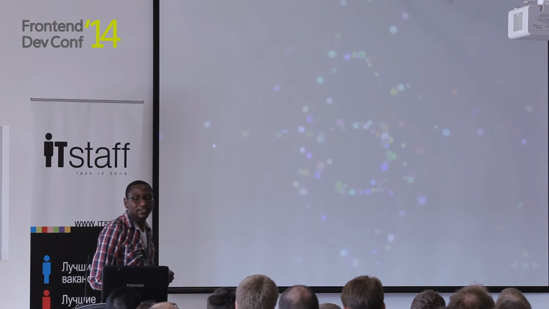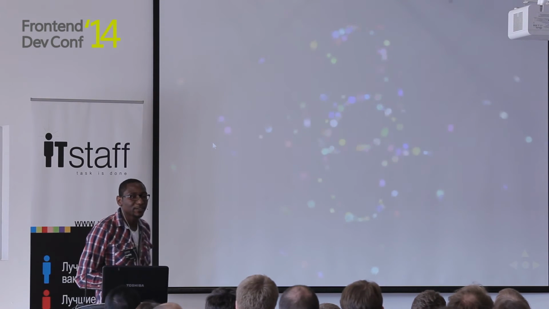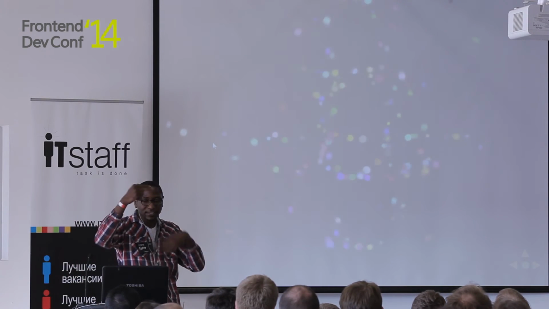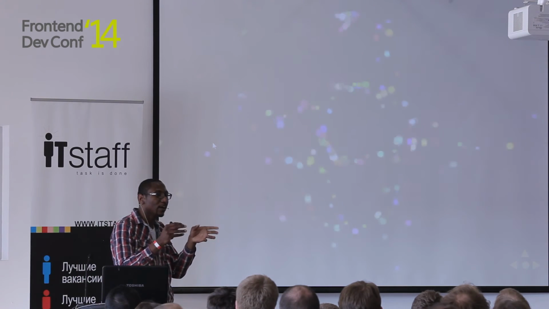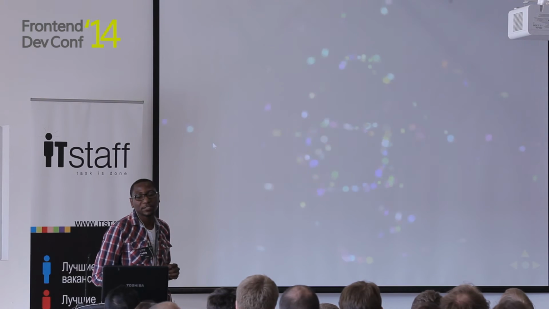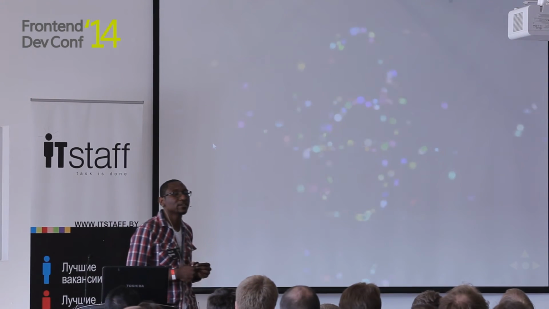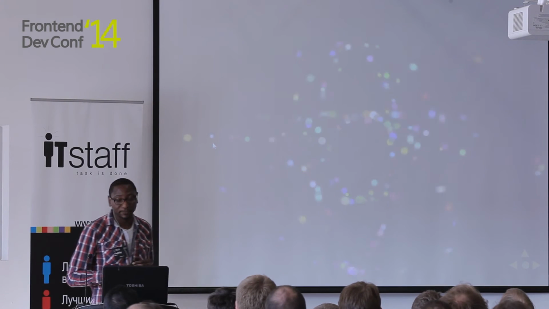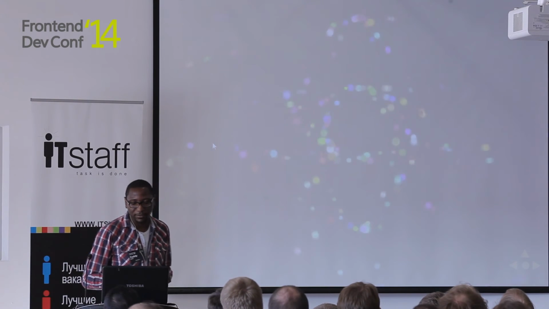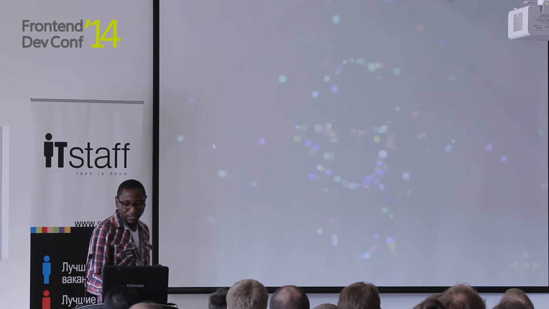Here I call it the universe, because all the particles are moving like a solar system. And I added a little glow, so a box shadow on each particle with a border radius of 50% to have them rounded. And yeah, it's kind of cool to have the universe made with CSS.